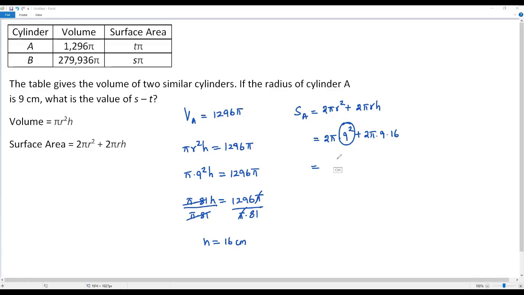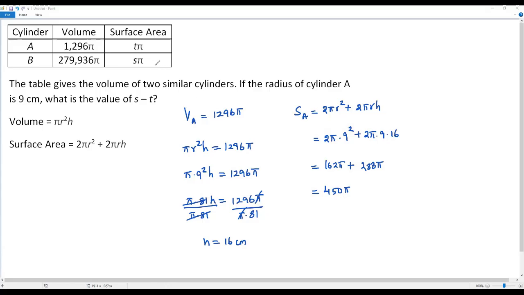Okay, here 9 square is 81. 81 times 2 is 162 pi. Okay, here 2 times 9 is 18, and let me multiply 18 and 16. Then I'm getting 288 pi. Let me write it over here. Okay, now let me add 288 pi and 162 pi. Then I'm getting 450 pi. Let me write over here 450 pi. Okay, I got the surface area of cylinder A, that is 450 pi.